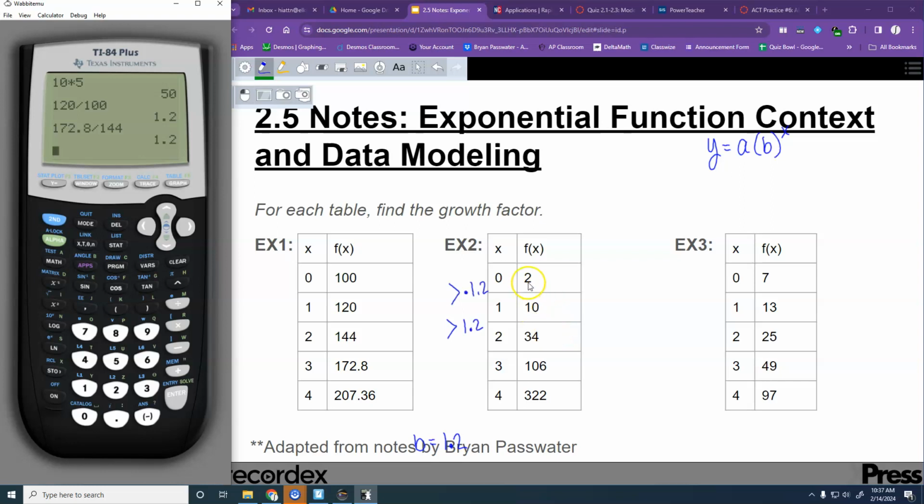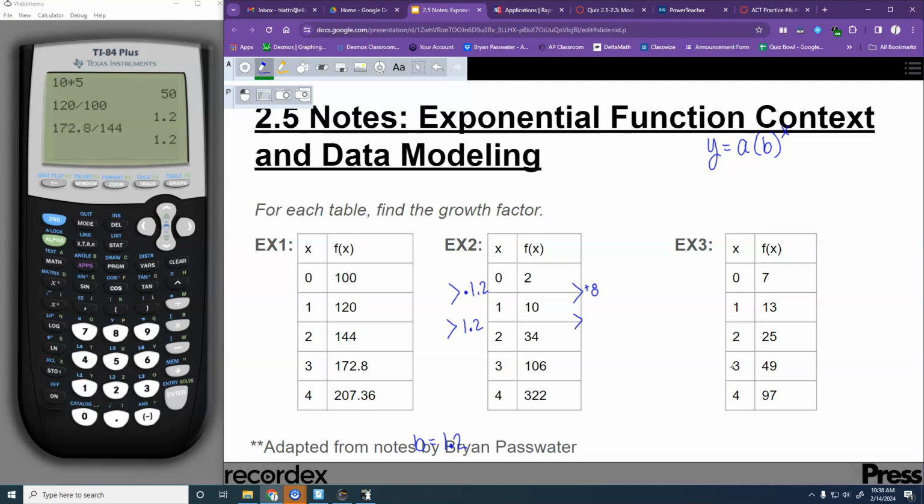Because if I do 10 divided by 2, it gives me 5. If I do 34 divided by 10, it gives me 3.4. So it's not working here. However, I am going to tell you, this is exponential. So let's look at it how we do if we're looking at arithmetic sequences. So this, from 2 to 10, that goes up by 8, right? We just went up 8.